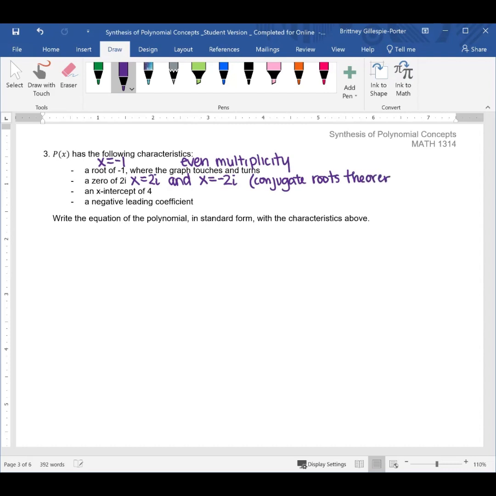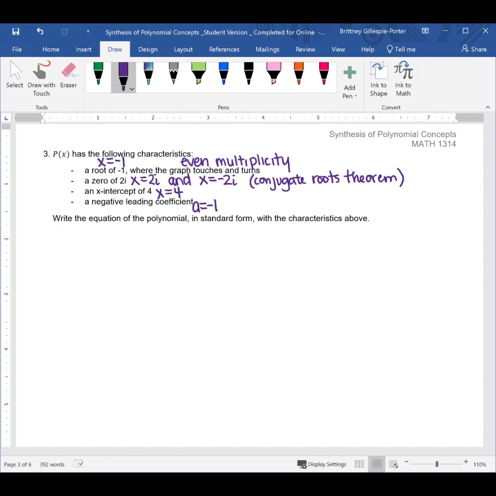We have an x-intercept of 4, which means that x is equal to 4. And we have a negative leading coefficient. You can choose whatever negative number you want. I'm going to choose a equal to -1.